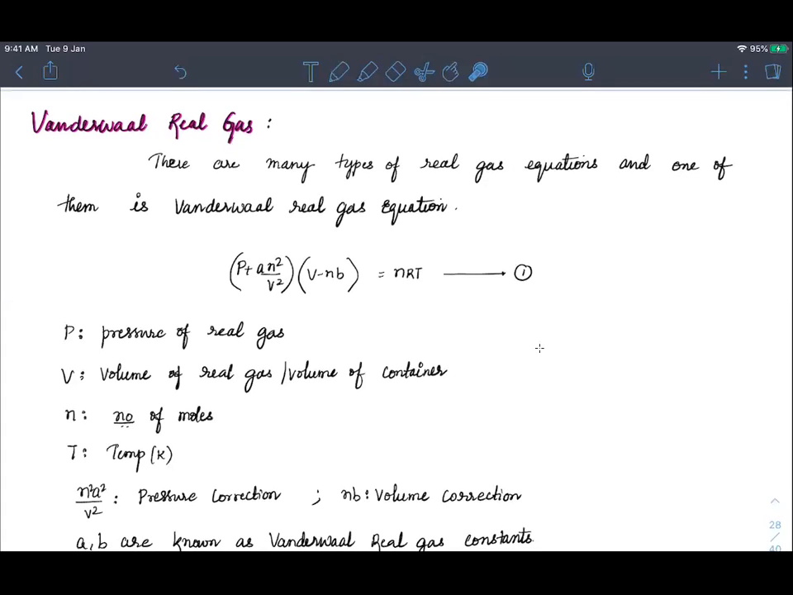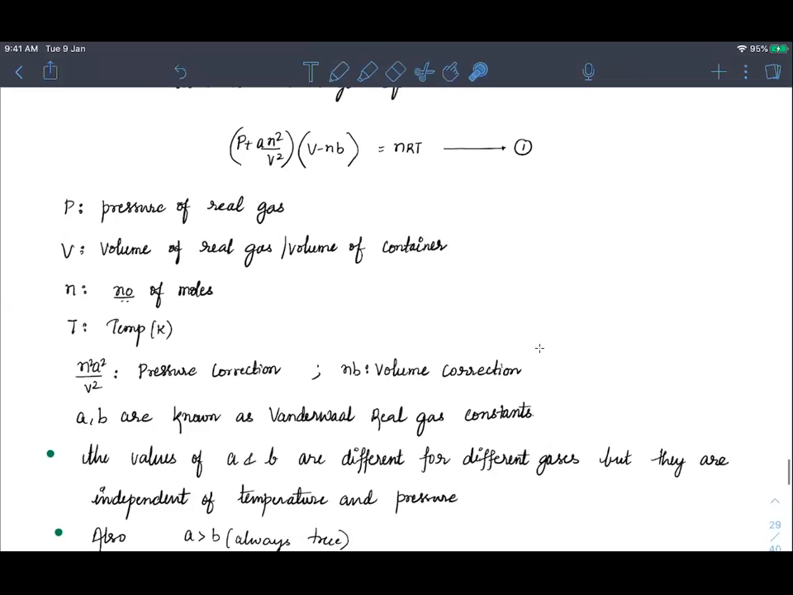Then you may have come across the Van der Waals real gas equation. And this is the equation, got it? Where we have pressure, volume, number of moles and temperature terms here. And you may have already learned that an square by v square is the pressure correction, and nb is the volume correction which you will get.